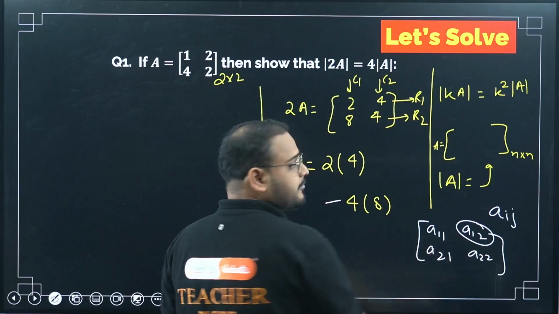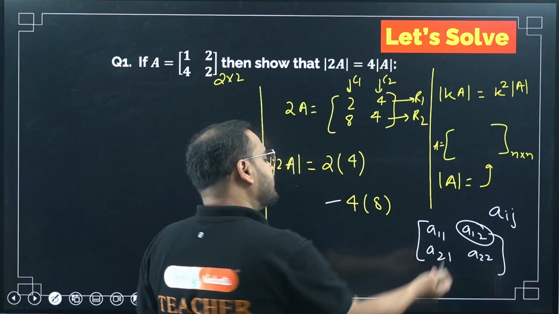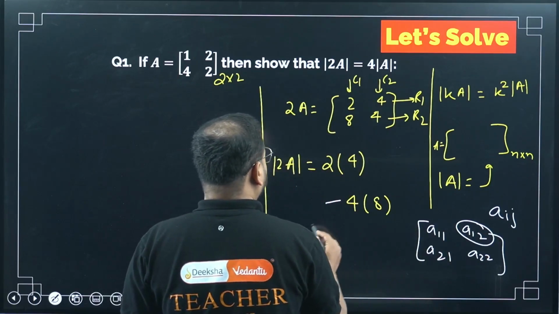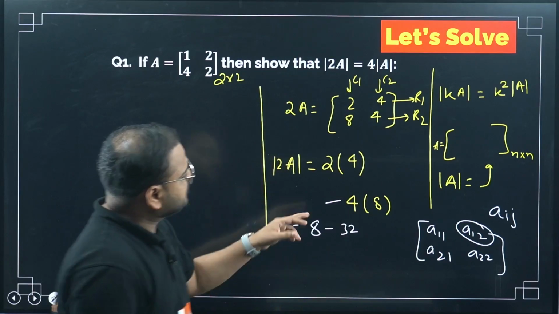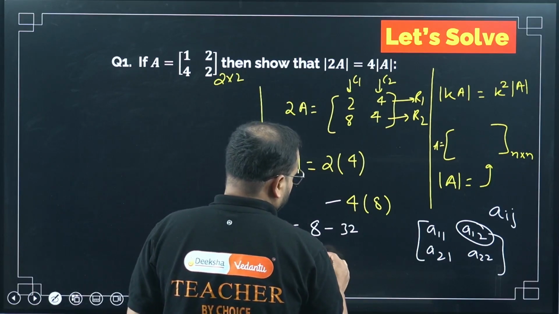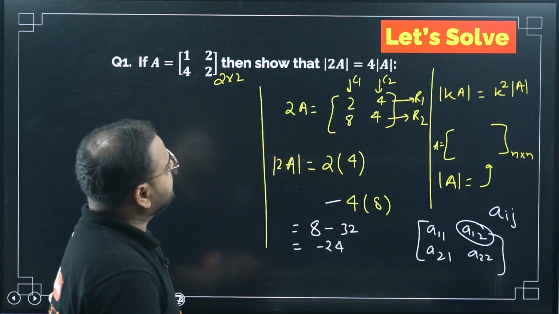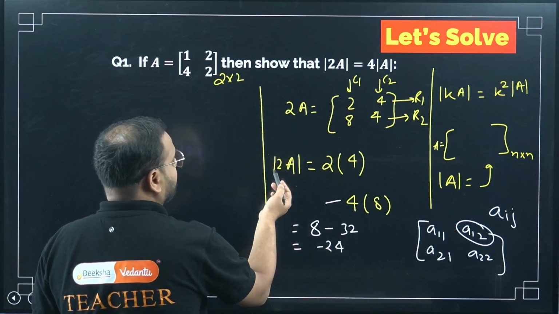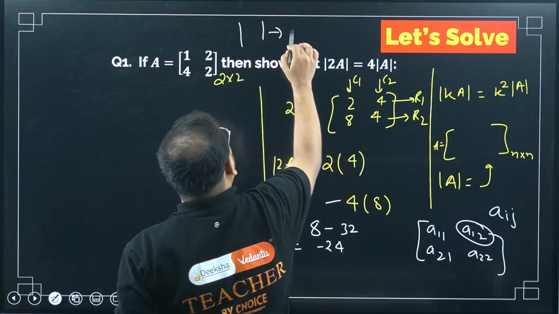Because this element is present in a particular row and column, if you take i plus j, the sum will come as odd. That's why the minus sign. So what do I get here? 8 minus 32, I guess. How much is that? 24. This is my answer. 8 minus 32 is minus 24. This is the determinant of, sorry, this is not mod. Again, a mistake. This is not modulus.